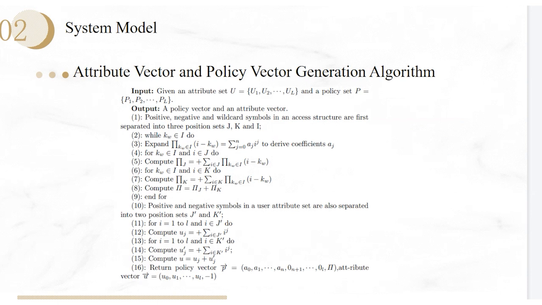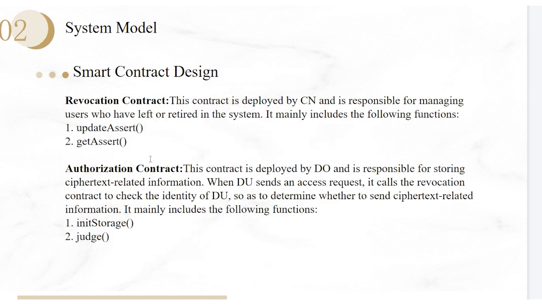We propose an efficient attribute vector and policy vector generation algorithm using vector compression technology. Input: given an attribute set and a policy set. Output: a policy vector and an attribute vector. Then comes the smart contract design part.